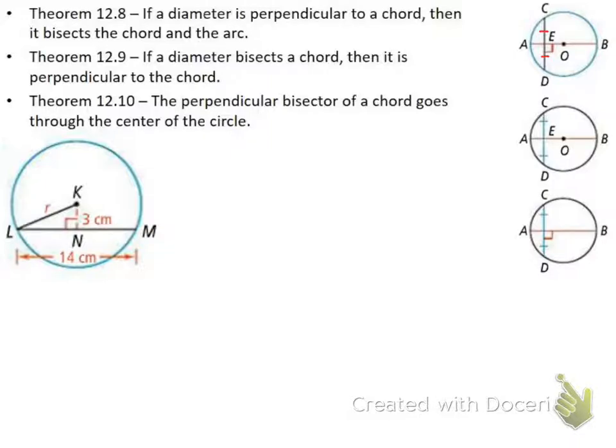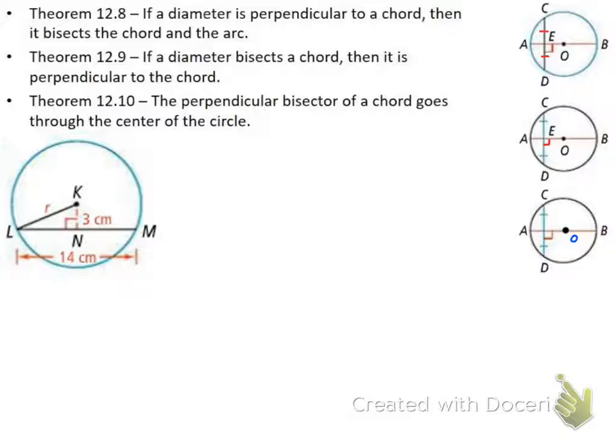The next theorem: if a diameter bisects a chord, so in here I've got that CE is equal to ED, that means that the chord and the diameter have to be perpendicular as well. And then the last one, a perpendicular bisector of a chord, means that it has to go through the middle of the circle. So I've got CD and AB are perpendicular, and AB bisects CD, so I know that that one has to go through the middle of the circle, so put a dot in there and name that O. So those three all go together. With this one right here, again, a lot of using the Pythagorean theorem.